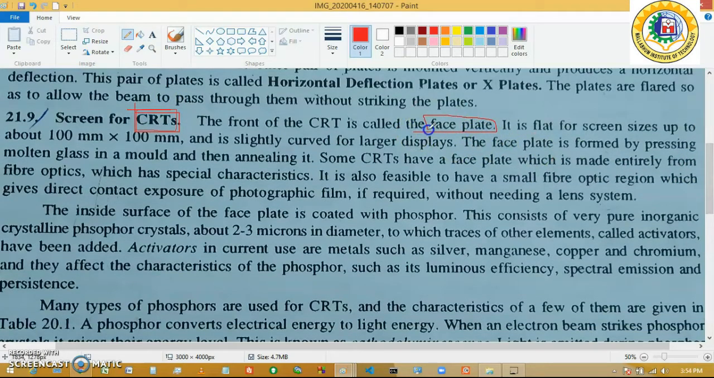Now this faceplate consists of mainly two types of material. It may be made from molten glass, or nowadays it may be fabricated from fiber optics material. This faceplate may also be made slightly curved to get a larger display.